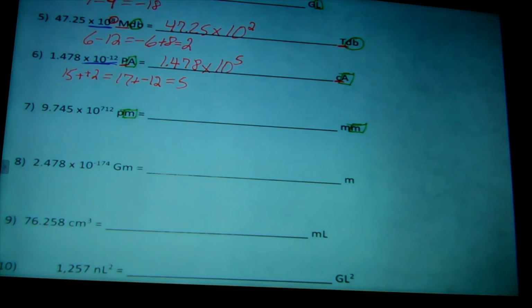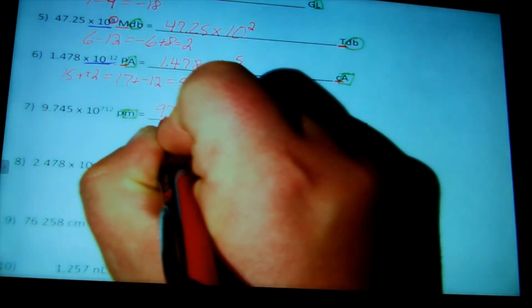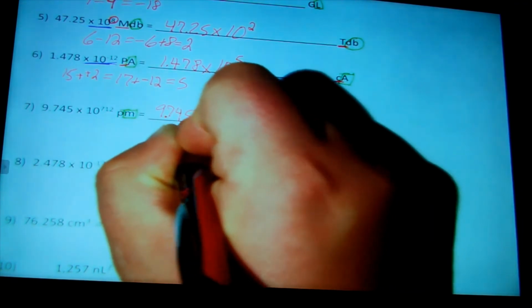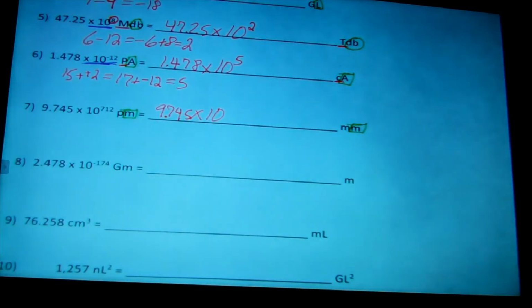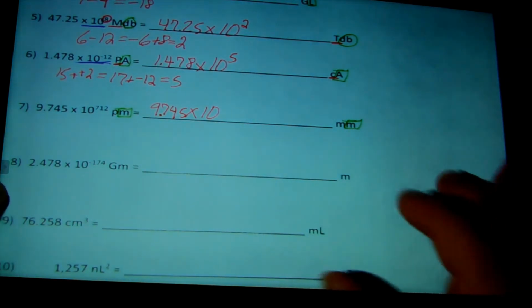There's our base unit. We're going to write down the number 9.745 times 10 to something or another. I apologize about that. 9.745 times 10 to something or another. We've got to find the difference here.